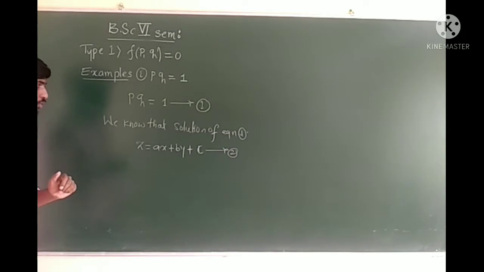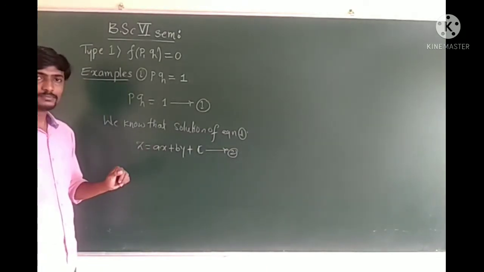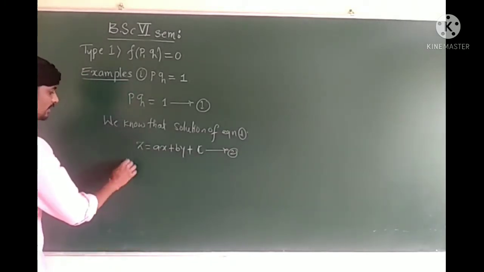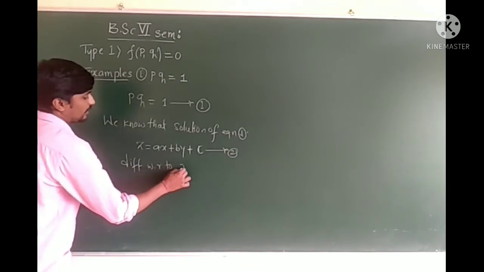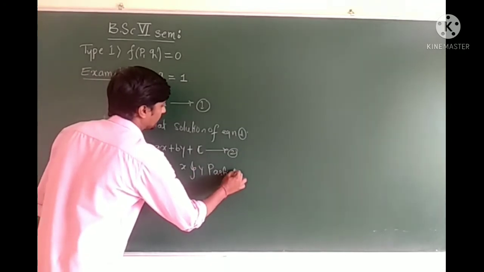Now what do we have to do? Here we differentiate this equation partially with respect to x and y. So what are we doing here? We are differentiating with respect to x and y as partial derivatives.